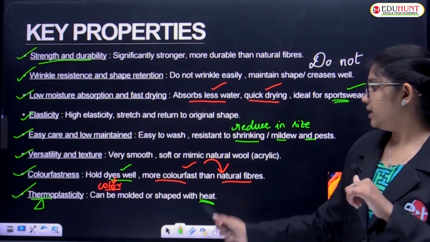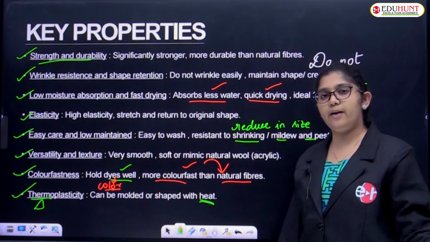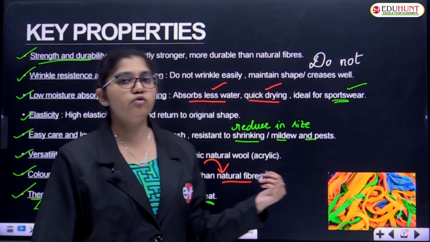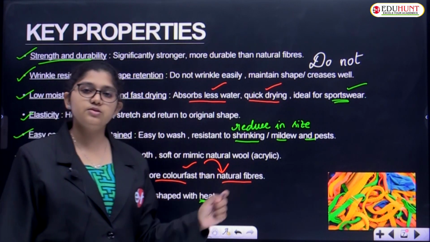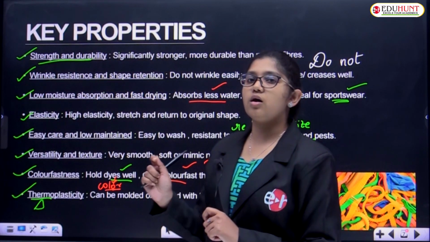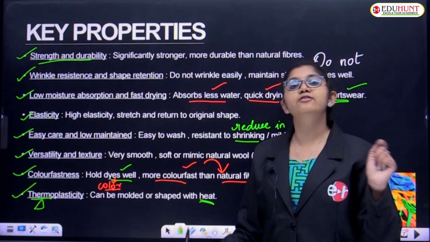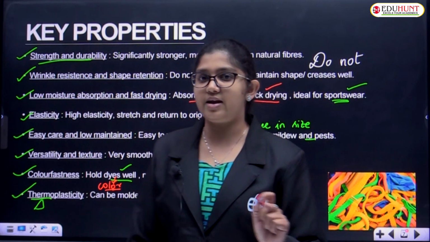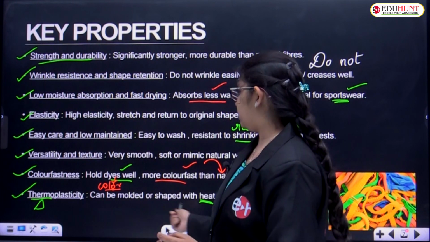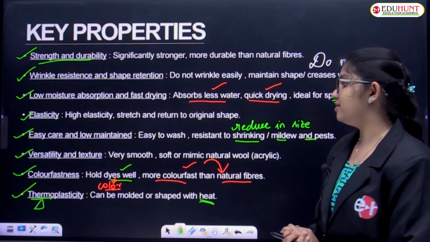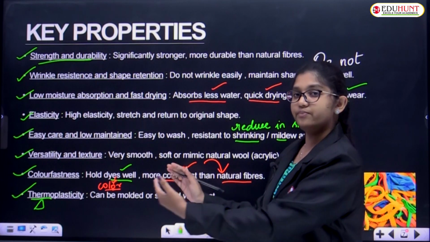Okay, triangle, heat symbol. So these can be molded or shaped into any particular structures we want with the help of heat. For some synthetic fibers, if heat is generated, they'll take shape in different structures. For that process, they do require an amount of heat to be added. So there we can see different structures and different shapes of synthetic fibers using thermoplasticity.